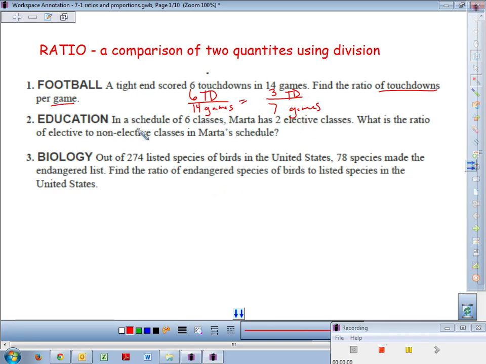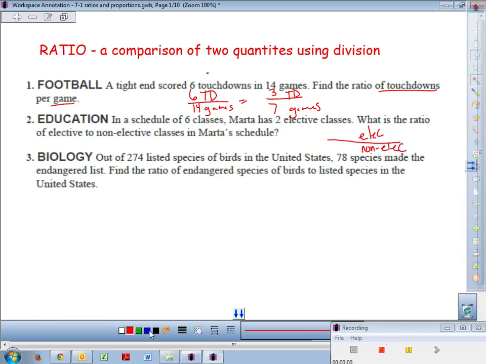So in a schedule of 6 classes, Marta had 2 elective classes. What is the ratio of elective to non-elective? A lot of times it's a good idea to get your labels going first. So if they say what's the ratio of elective to non-elective, you can set up your fraction like this.